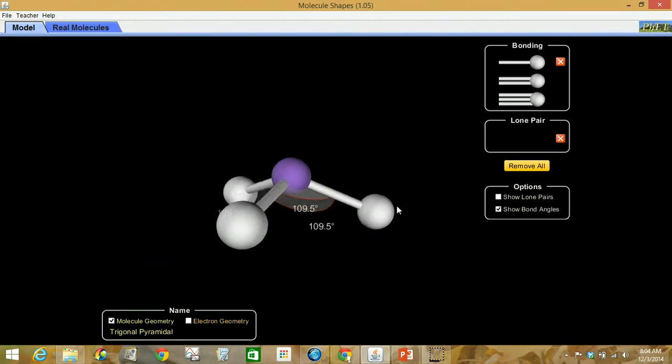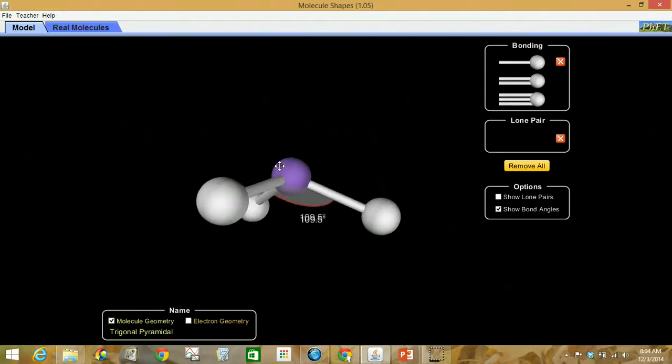So notice it kind of looks like a little pyramid. Instead of these three attached atoms being in the same plane as the central atom, they are like little legs, and if you were to connect the sides here, it would look like a little pyramid. The bond angle, so I want you to be careful of this. I want you to put less than 109.5 degrees for the bond angle.